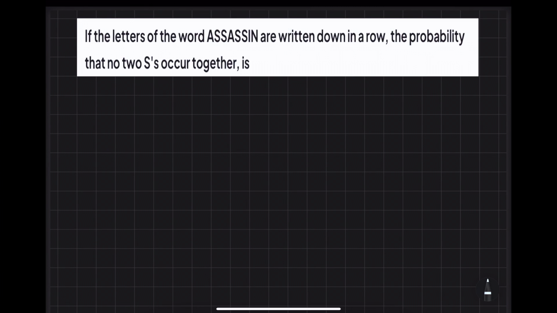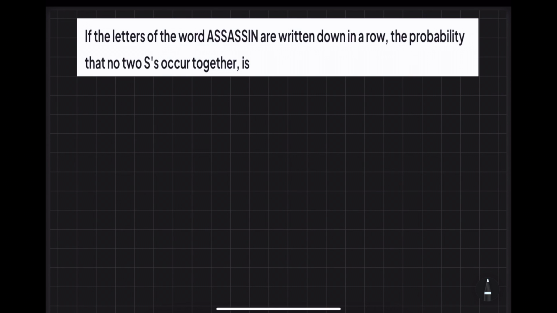So we got a wholesome new problem which says: if the letters of the word ASSASSIN are written down in a row, the probability that no two S occur together. So we have to write down ASSASSIN in a row. Okay, no two S occurring together means S cannot sit together, so we should apply the tie and gap method, and especially in this question we have to apply the gap method. So in the gaps we have to substitute S.